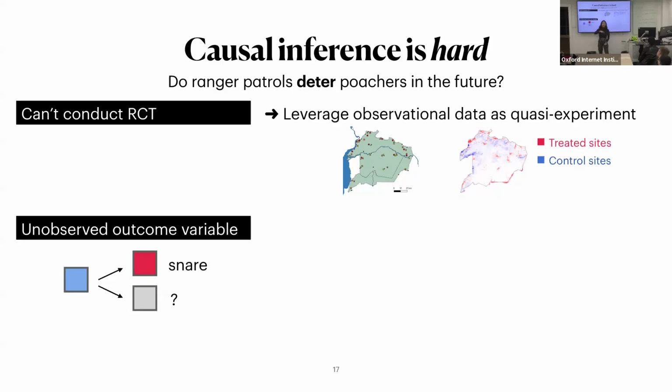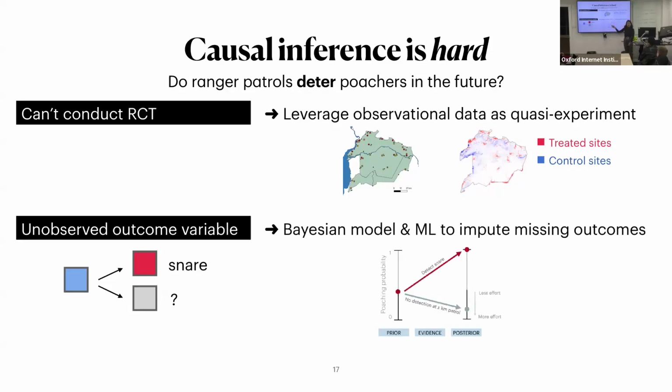But even in those 8% of sites that we can patrol, there's imperfect observation. So if we patrol an area and we find a snare, then that's a true positive label. So we can be very confident that there is poaching. But if we don't observe a snare, there's uncertainty as to what that true outcome could be. So trying to disentangle the detection of snaring versus the true presence of snaring is a key challenge. And the way we overcome this challenge is by building a Bayesian inference model combined with machine learning predictions of general poaching probability to impute missing outcomes.